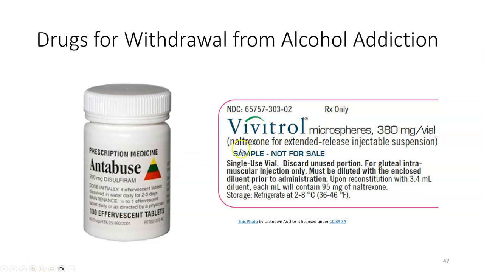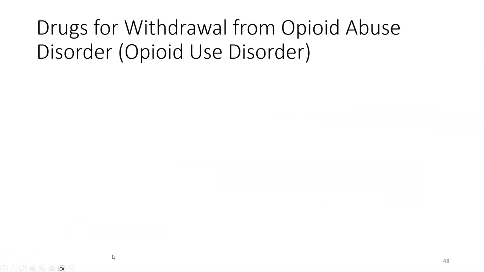The second drug here is naltrexone, and this is an injectable suspension. This is known as Vivitrol. Drugs for withdrawal from opioid abuse disorder, which is known as opioid use disorder. Opioid use disorder can affect patients who have become addicted to prescription opioids or illicit drugs like heroin.